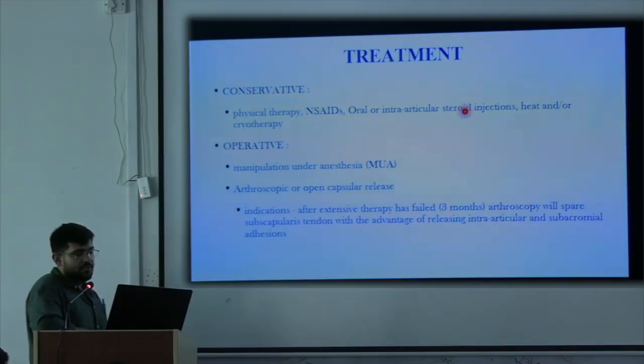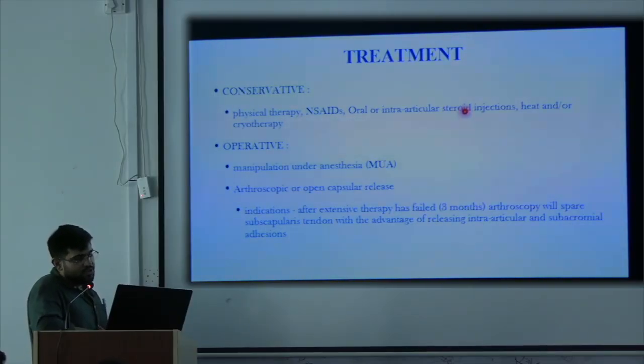In this, we use manipulation under anesthesia. So there is a manual maneuver: flexion, external rotation, abduction, and rotations other than the external rotation. We have to do the anesthesia, and then we can use the arthroscopic or open capsular release. As we already learned that the capsule has got adhered to each other, we have to do the arthroscopic release.